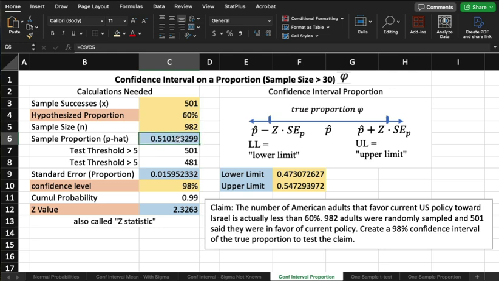You can see in cell C6, I have typed equals, and I'm dividing the number of x's, C3, by n, C5. The sample proportion is always your x divided by n, and that is our sample proportion p hat. I typed that in there into cell C6.